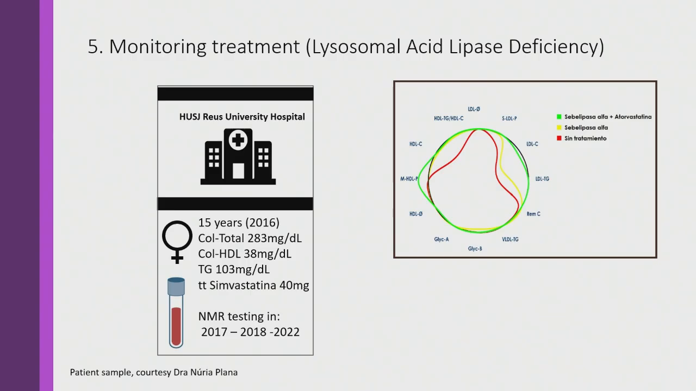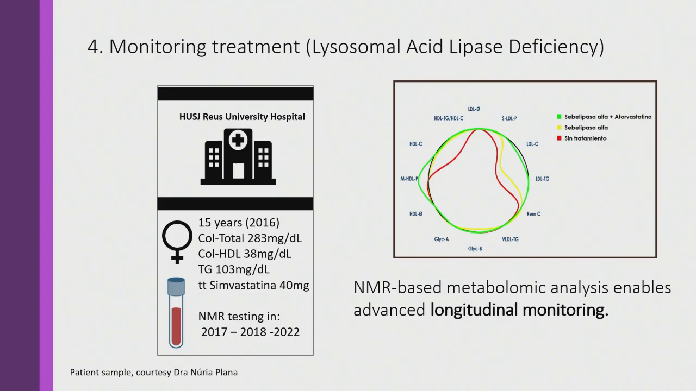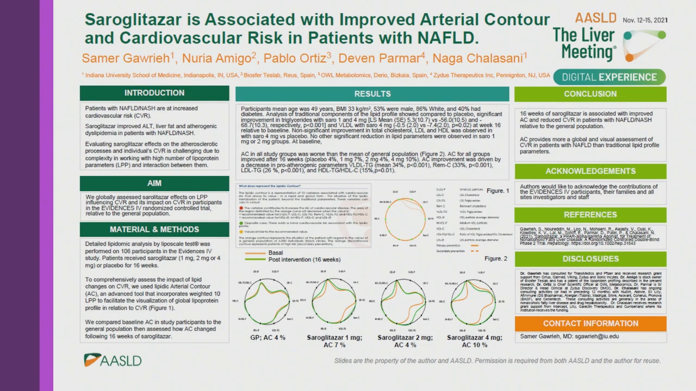3 years. And now it's also a patient from the hospital. It's a girl who has lysosomal acid lipase deficiency, and in that case was diagnosed at 15 years old. And we tested her in 2018, 17, and 22, and we can monitor the treatment. So at the beginning without treatment, and after the years, she has improved the lipid profile. Of course, this drug is contributing to the reduction of cardiovascular disease, and also we can apply NMR-based metabolomics to the longitudinal processes. We can also do it in clinical trials.